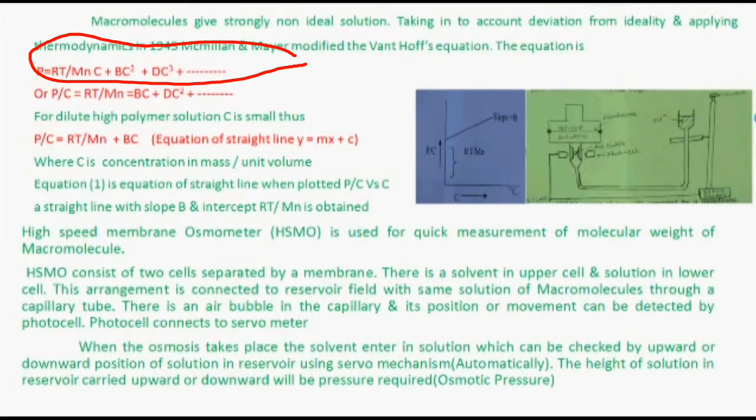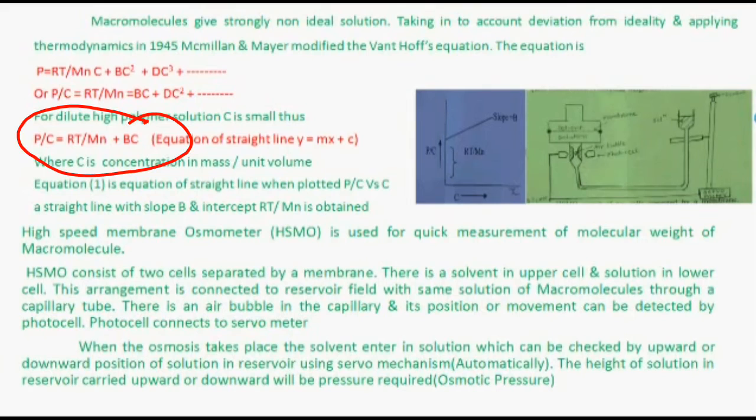The equation is P is equal to RT upon M into C plus BC square plus DC cube and so on. So by taking C common and shifting towards left hand side, we get equation P by C is equal to RT upon Mn plus BC plus DC square and so on. For dilute macromolecule solution, C is small. Therefore, DC square and onward terms are neglected. Thus, equation becomes P by C is equal to RT upon Mn plus BC.